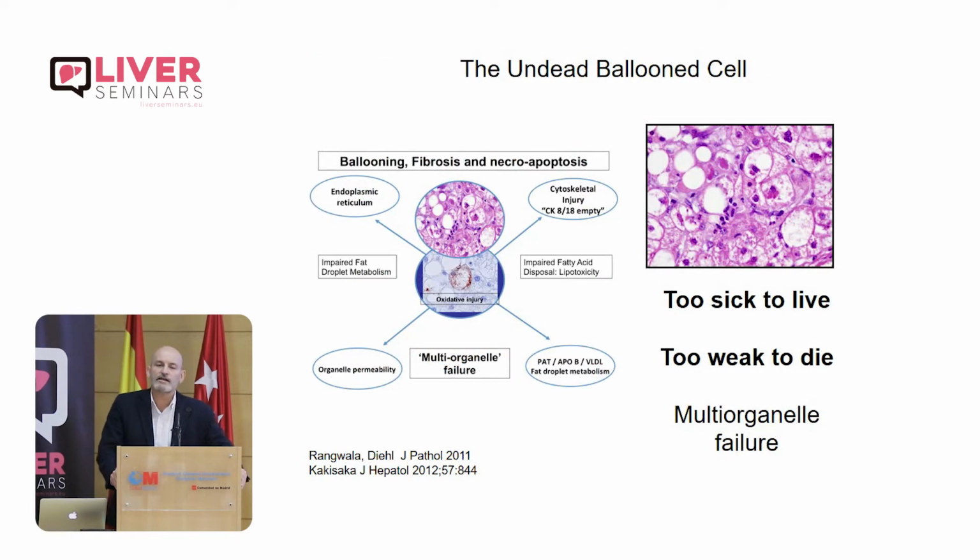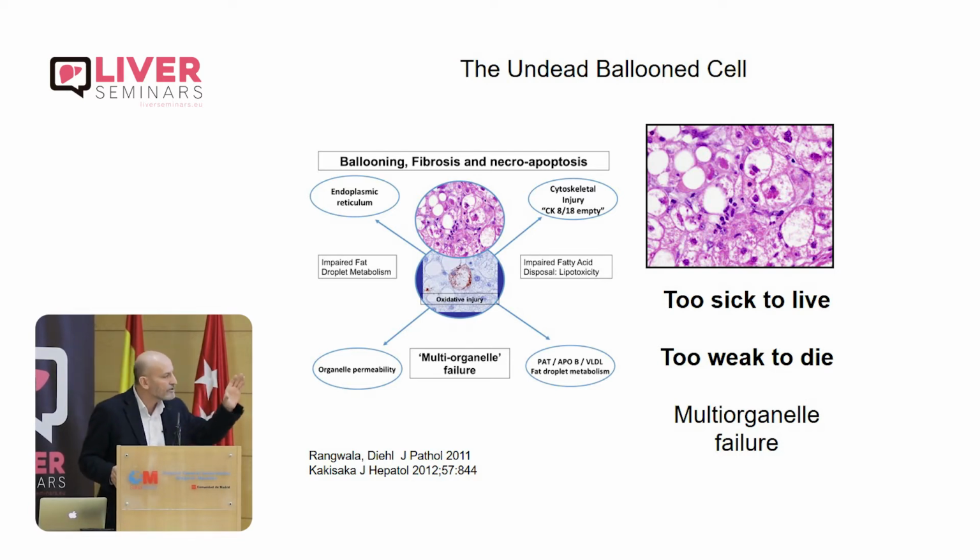The second hallmark is ballooning. It is fascinating for us. Ballooning means the hepatocyte is very, very sick. I like this comment from Stephen Caldwell in Virginia, that the hepatocyte suffering from balloon degeneration is too sick to live, but too weak to die. You know? It's a cell that doesn't work, could not work, but could not die, could not disappear completely.